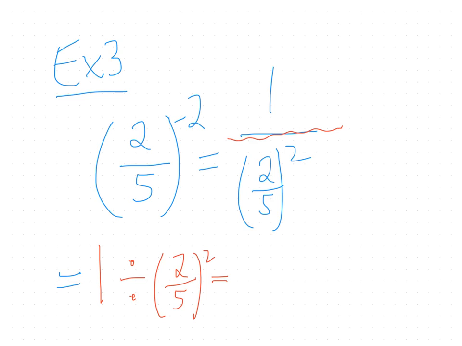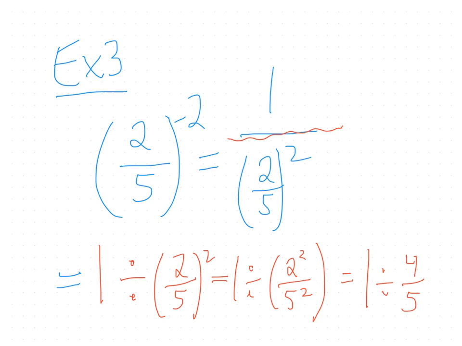So first let's bring in that exponent 2 by using the power to a power rule. 1 divided by 2 squared over 5 squared. And let's further simplify that. 1 divided by 4 over 25. So now we have a division of fractions where we're going to have to multiply by the reciprocal. I'm just going to go to the next page and continue example 3 here.